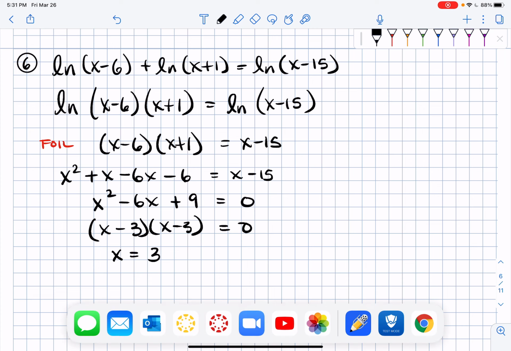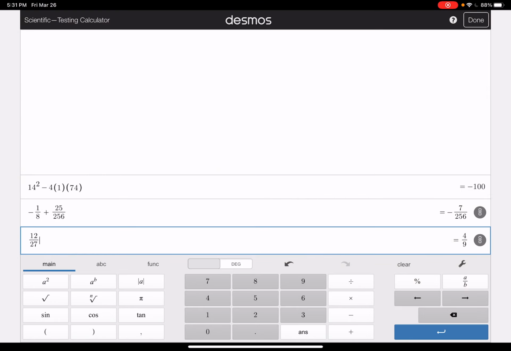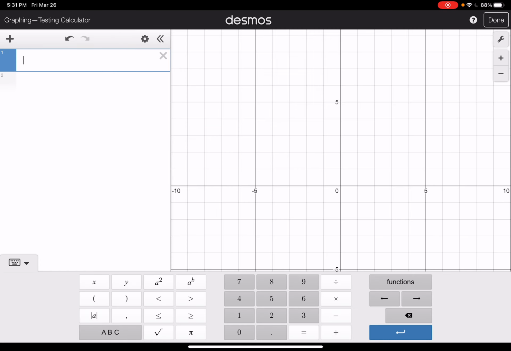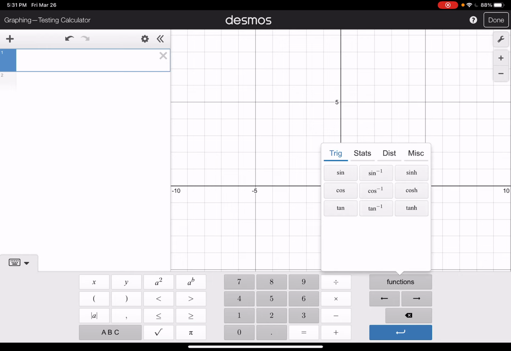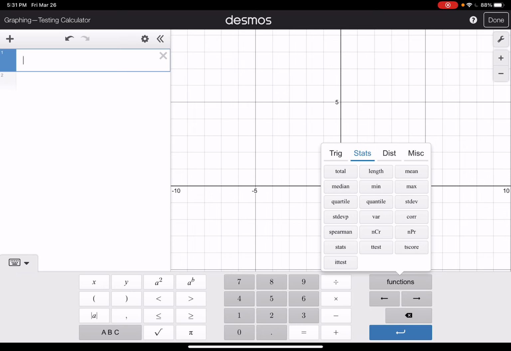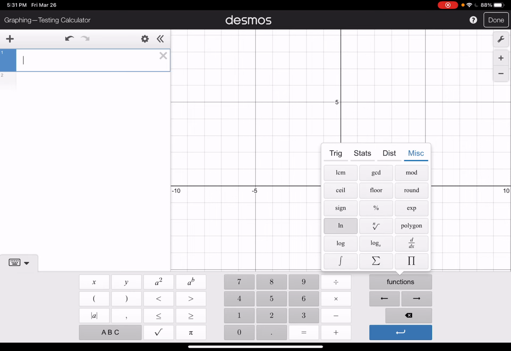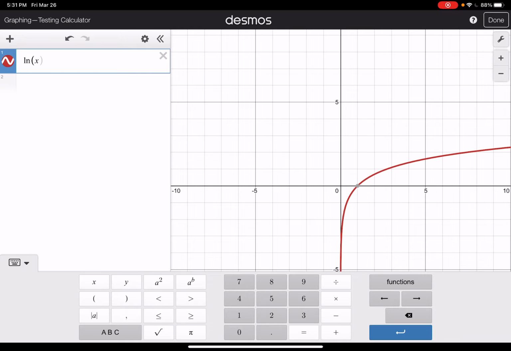All right, so let's take a look here. Let's change this to a graphing calculator. And let's take a look at what the ln graph looks like. Whoa, functions. None of those. None of those. And none of those. But one of these. So ln of x. Look at what happens, guys. Check this out.